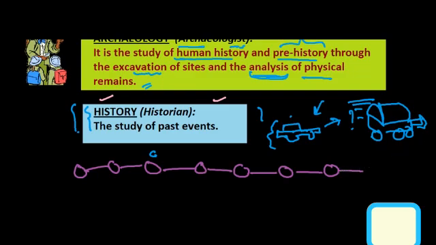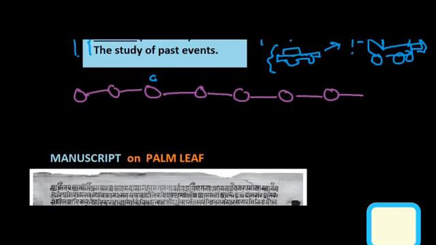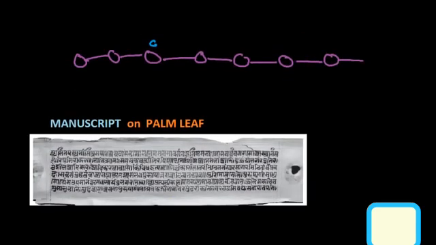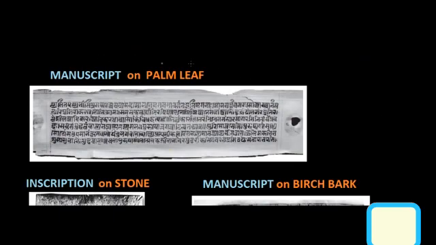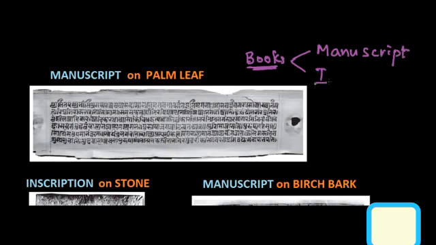Okay, then it comes to what kind of things they get, and what kind of books the archaeologist can get from those particular eras. The answer is, normally they used to have two kinds of books. One is called the manuscript, and the other one is inscription.